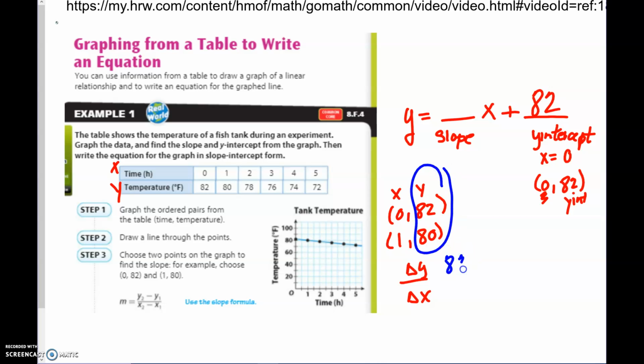So 82 minus 80. And I went from top to bottom, so I have to go 0 minus 1. So 82 minus 80 is 2, and 0 minus 1 is -1. And now 2 divided by -1 is -2. So this represents my slope. Now I can go into that first blank and write -2. So my equation is y equals -2x plus 82.